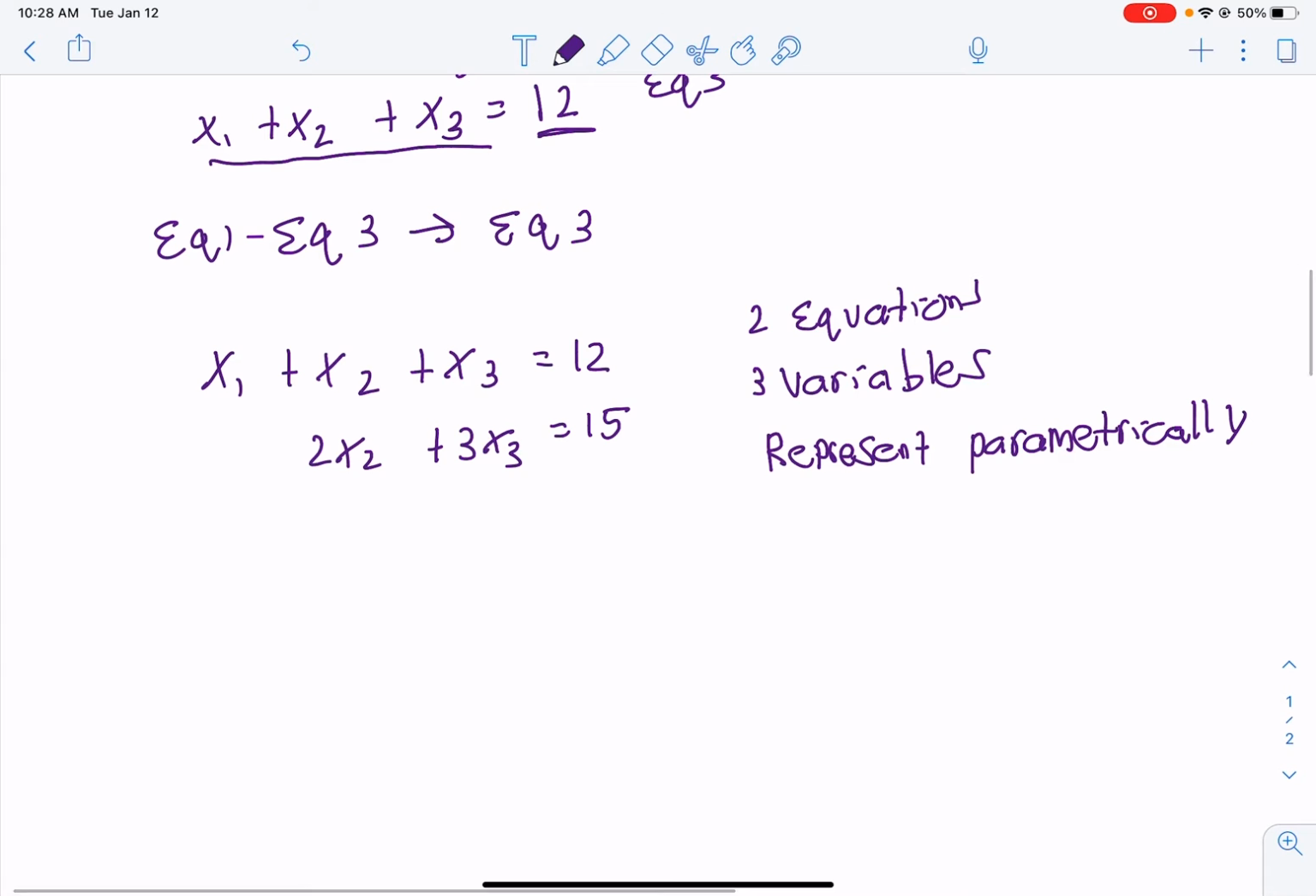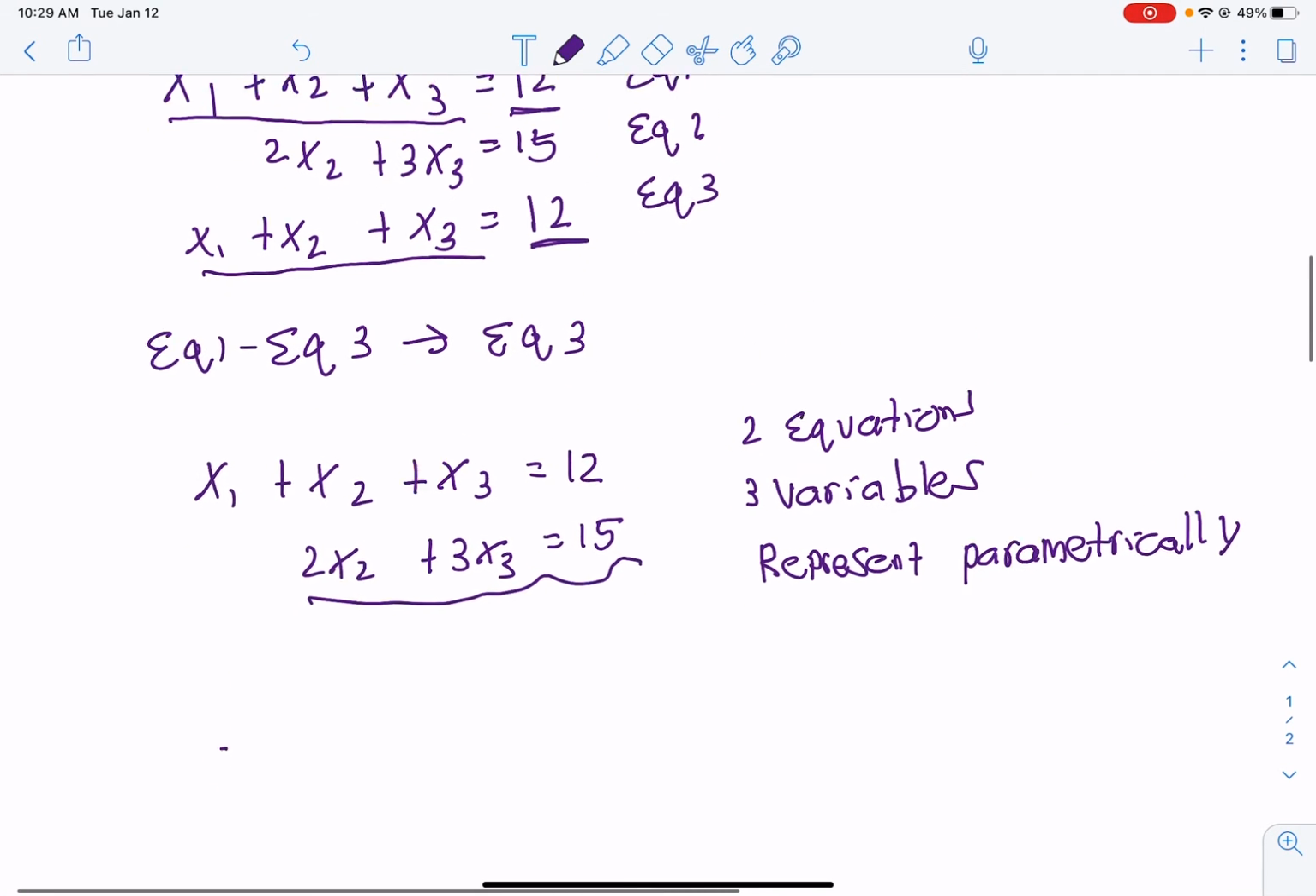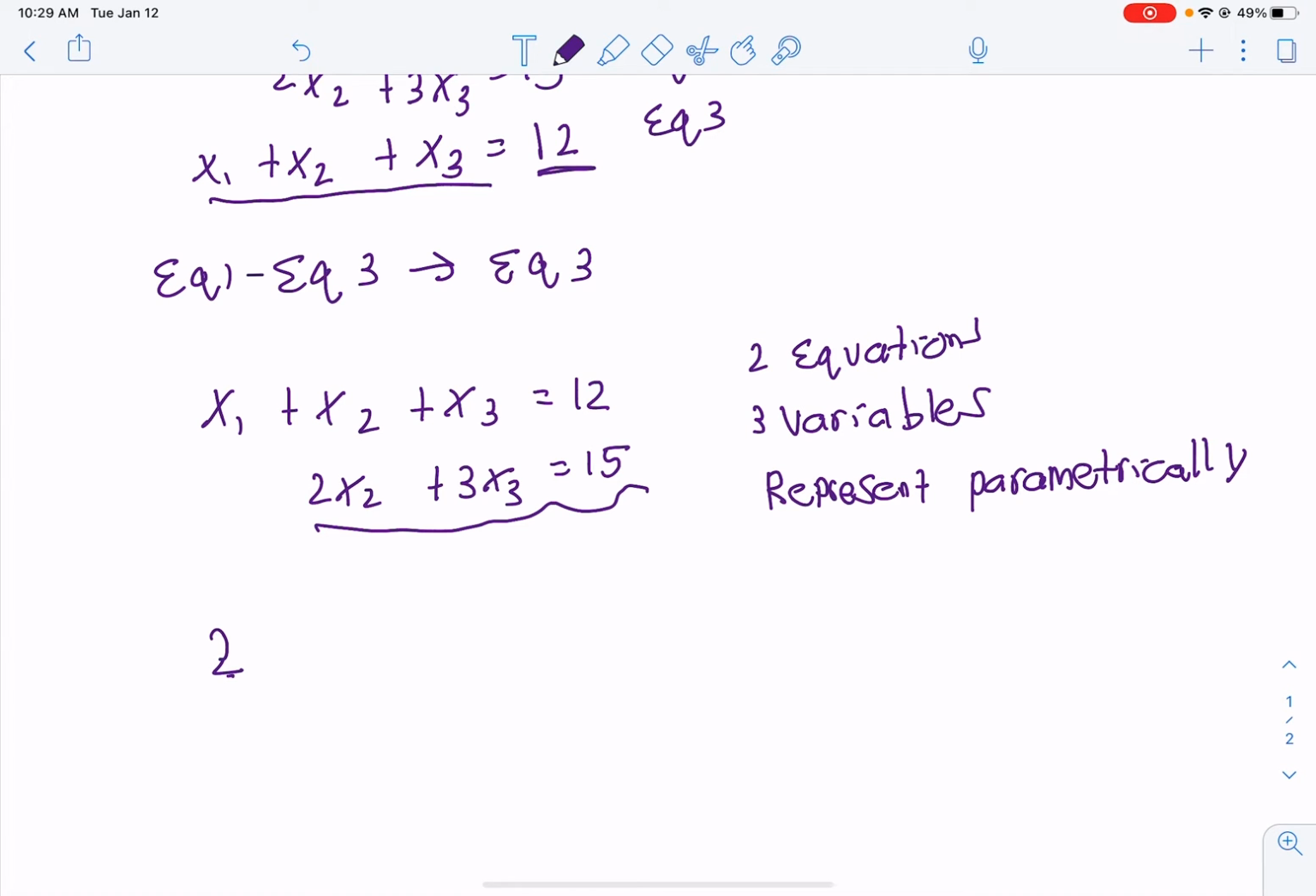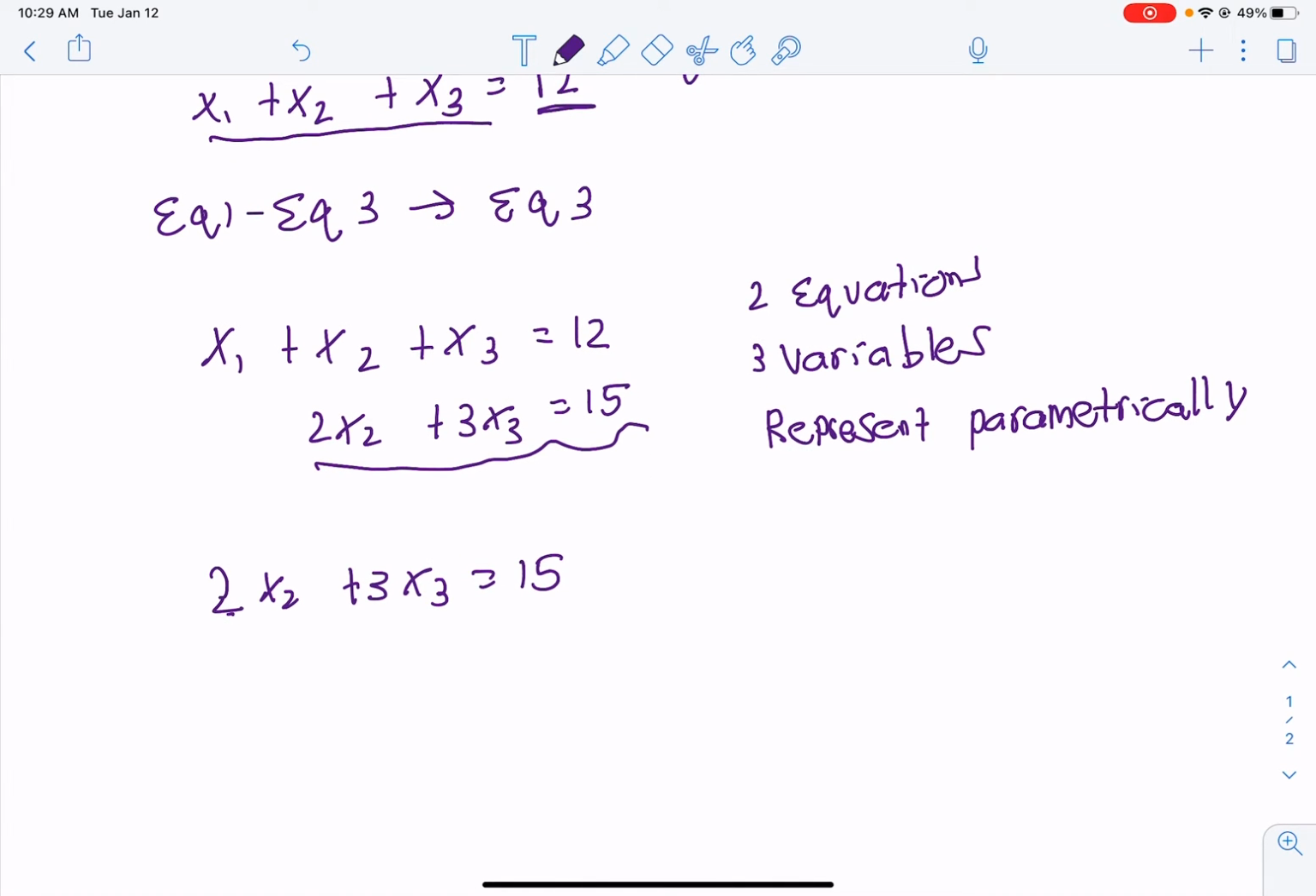So we have our equations. I like to start with the least amount of variables if possible. So I'm going to start with this equation, equation 2. I'm just going to rewrite that. 2x2 plus 3x3 equals 15. So I'm just going to solve. I could solve for x3, for x2, doesn't matter. I'm going to solve for x2 in this case. So I'm going to subtract the 3x3 from both sides. So I get 2x2 equals 15 minus 3 times x3.